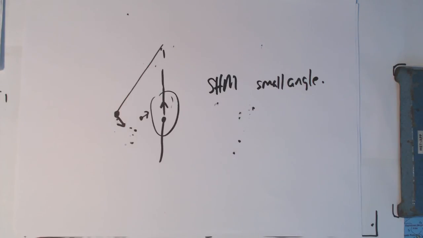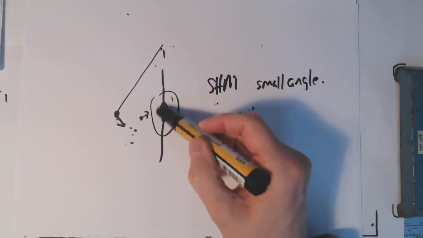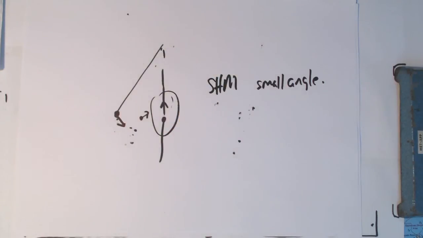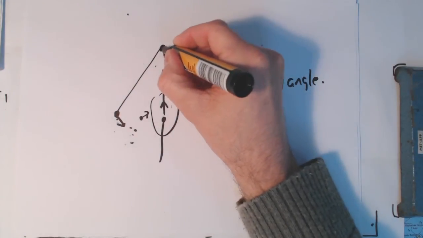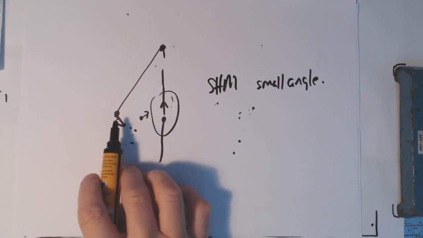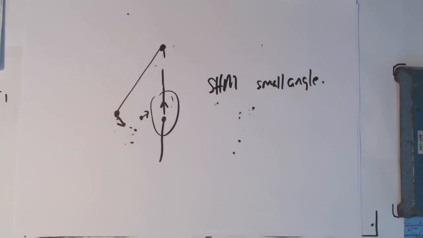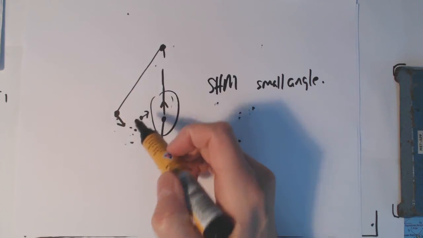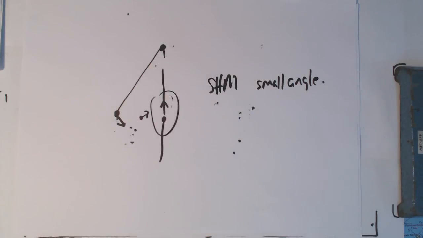What's the actual centripetal acceleration? Well, it's totally towards the middle. So this is where in physics you have to be very clear what you're talking about. With SHM, we're talking about the forces back towards the equilibrium. We're not talking about the net force, and we're not talking about the centripetal force.